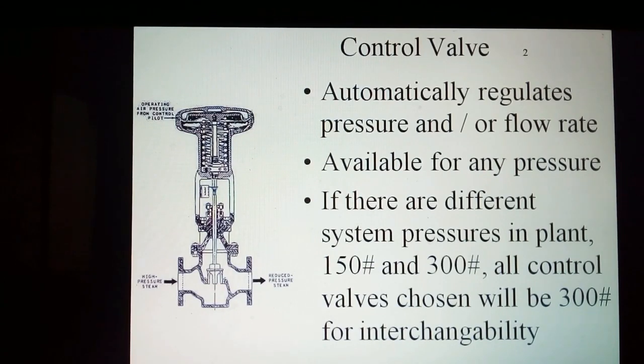Control valve. It automatically regulates pressure, temperature, and flow rate, and is available for any pressure. Control valves are defined as valves that open and close in response to signals that are monitoring a specific process variable. If there are different system pressures, it will plant up to and including 300 psi. Sometimes all control valves chosen will be rated at 300 psi for interchangeability.